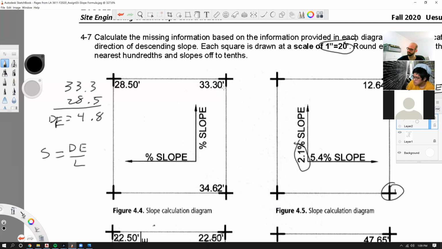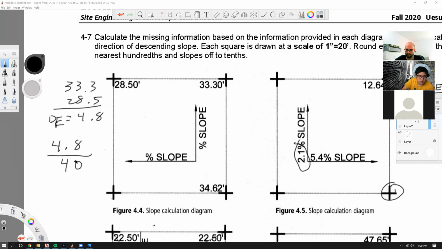Still not at 20 scale. Why am I so stupid today? 40 feet. So the box is at 40 feet, right? So we know our length is 40 feet, and we know our distance in elevation. So our distance in elevation is 4.8, and our length is 40.